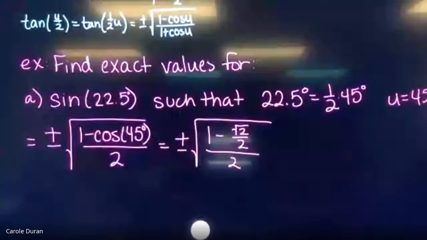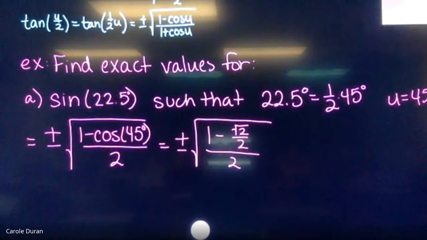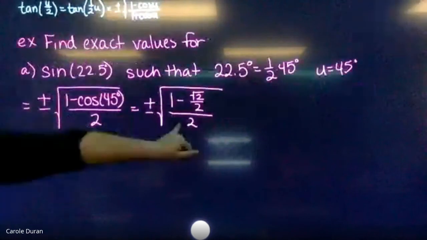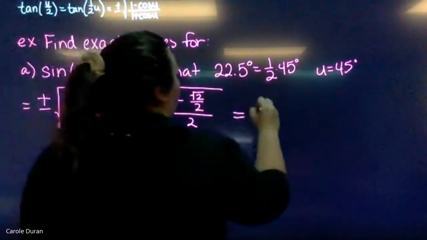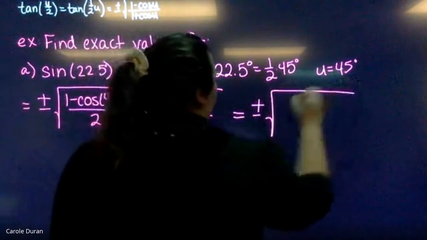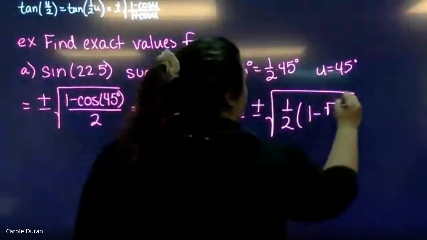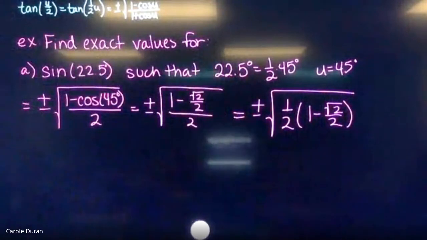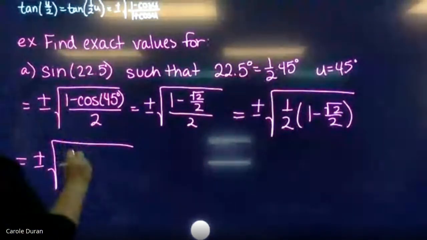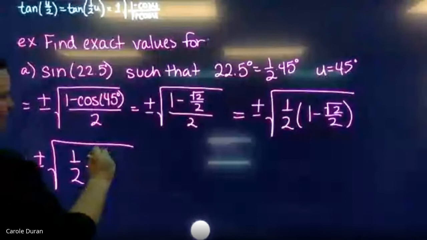Of course, I don't want to leave it like that because that's really ugly. So I will try to simplify this. We don't like a fraction on top of a fraction as our final answer. So whenever I'm dividing by 2, that is the same as what? Multiplying by 1/2. So then this can be written as the positive negative square root of 1/2 times 1 minus the square root of 2 over 2. I can go ahead and multiply that 1/2 in. When I do, I get 1/2 minus the square root of 2 over 4.